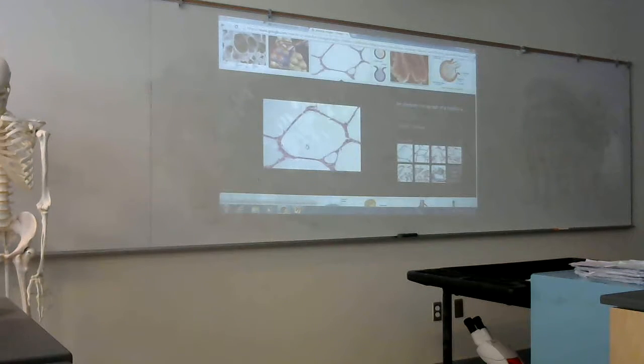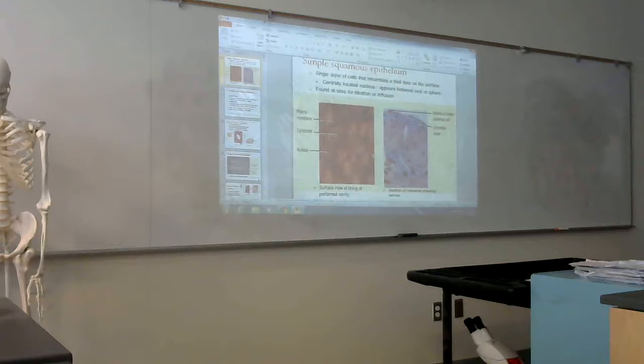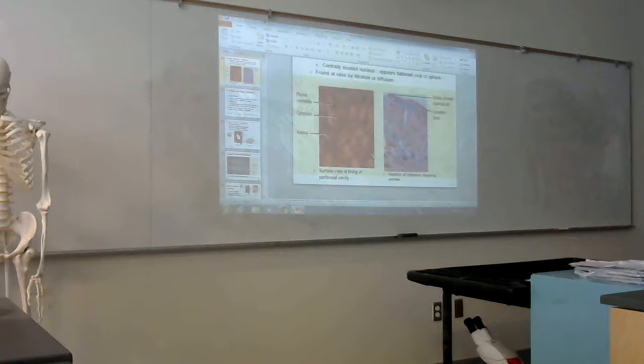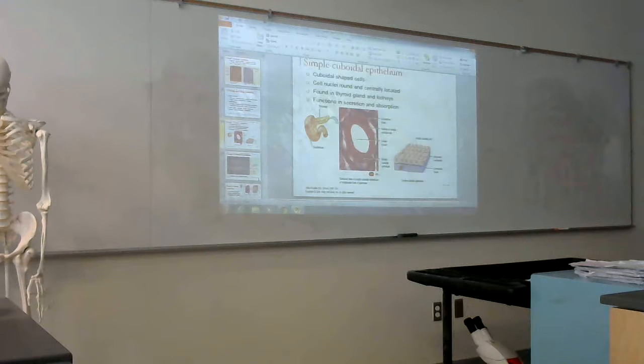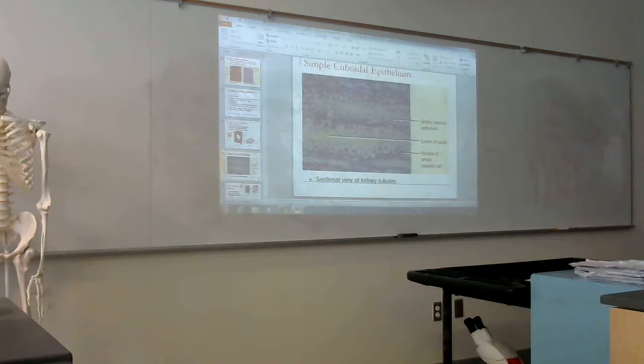This is your lungs, your alveolus. See, it's simple squamous epithelium. It's just one layer. You find that in your lungs. All these tissues that we're studying, you find it all over your body. Okay? Next, this is another example of simple cuboidal.